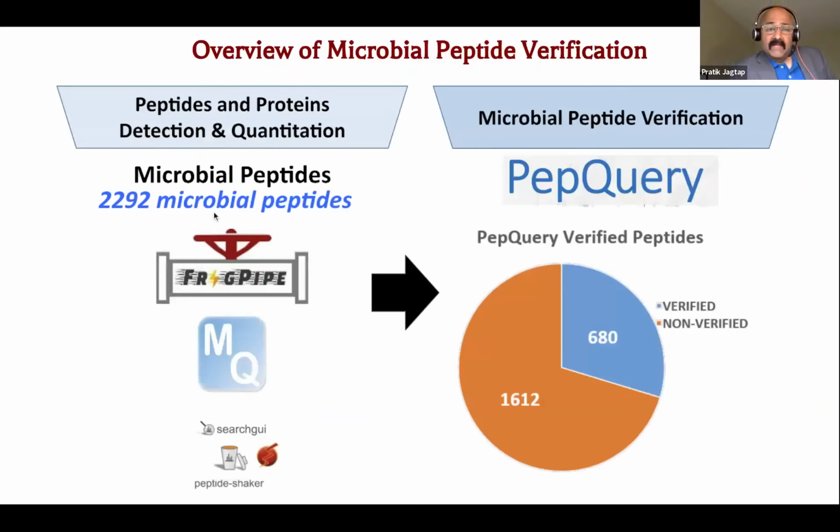So once we had these microbial peptides that were detected using these three methods, we used a tool called PepQuery, which is a really nice tool, and we have also implemented it in Galaxy, wherein it can look at the evidence that whatever peptide you have detected, there is enough spectral evidence that this peptide is not present in your reference sample. In this case, we were comparing it with the human UniProt database, and out of the 2,292 microbial peptides, we found 680 of these peptides had pretty good evidence that these were indeed present in the sample.